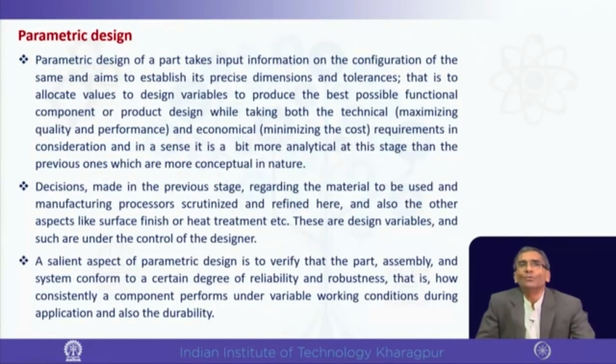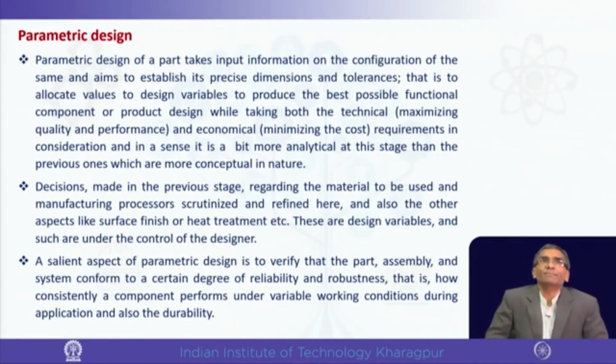Finally, we will go to the last phase of the discussion, that is the parametric design. Parametric design of a part takes input or information from the configuration design, where the shape and size were settled more or less roughly. Here the dimensioning and tolerancing are done to finalize the specification, where the objective is to maximize the technical performance, that is quality, reliability, durability, etc., and also to be economical, that is minimizing the cost.